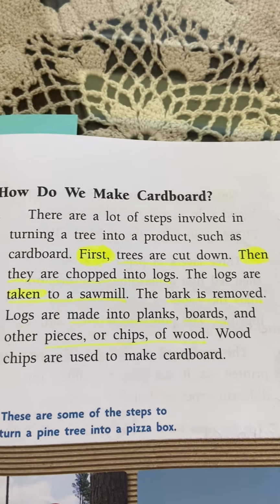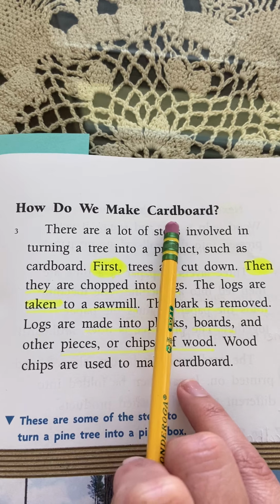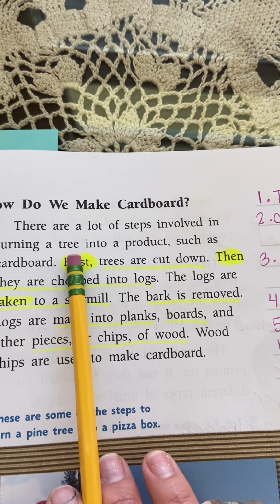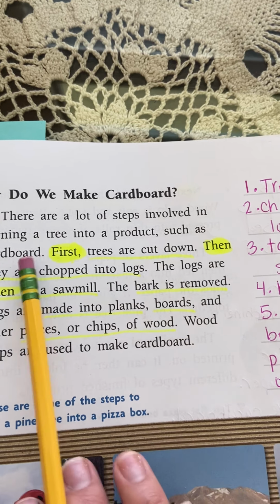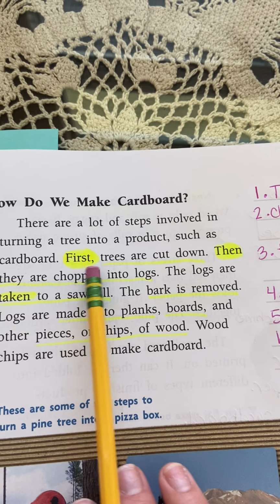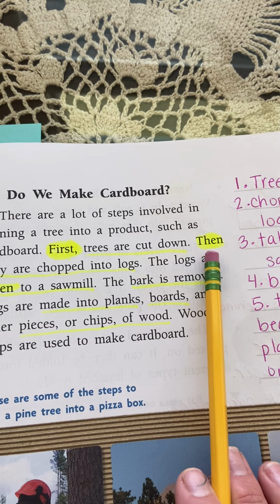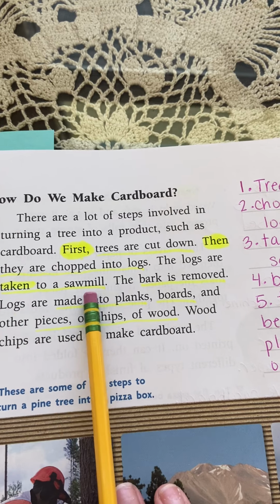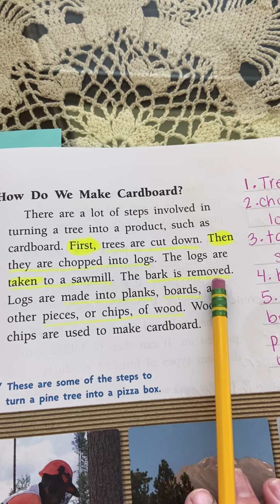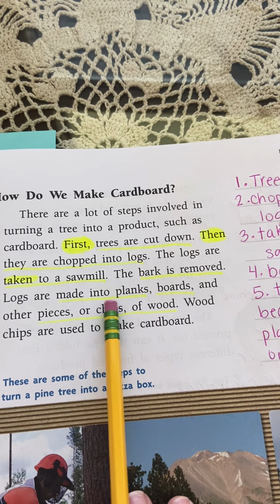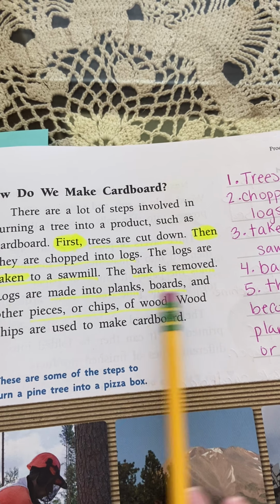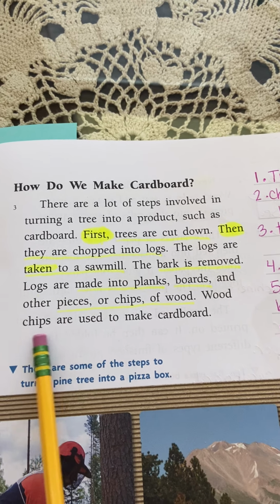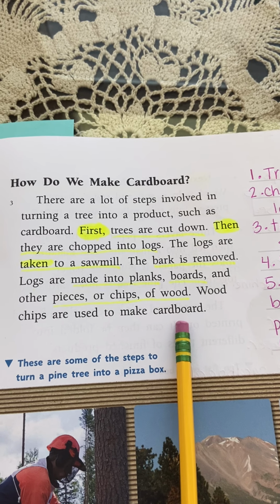Paragraph 3. How do we make cardboard? There are lots of steps involved in turning a tree into a product, such as cardboard. First, trees are cut down. Then, they are chopped into logs. The logs are taken to a sawmill. The bark is removed. Logs are made into planks, boards, and other pieces or chips of wood. Wood chips are used to make cardboard.